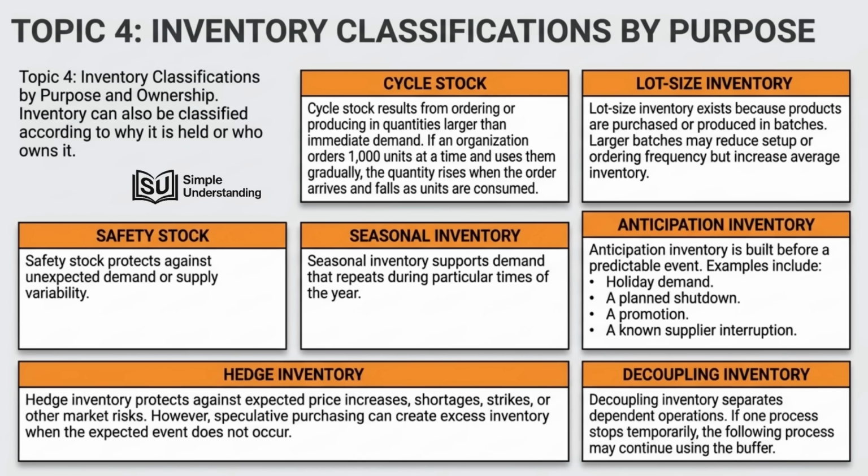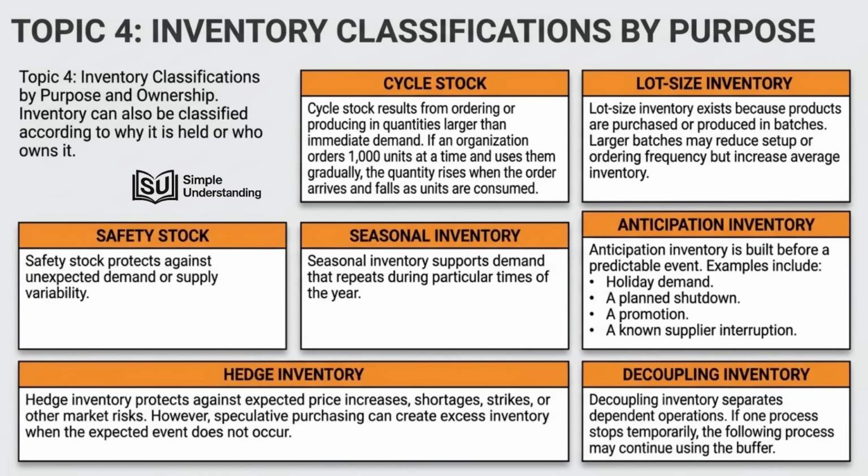Inventory classifications by purpose and ownership. Inventory can also be classified according to why it is held or who owns it. Cycle stock. Cycle stock results from ordering or producing in quantities larger than immediate demand. If an organization orders 1,000 units at a time and uses them gradually, the quantity rises when the order arrives and falls as units are consumed.